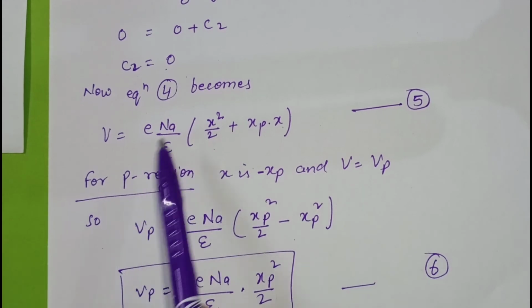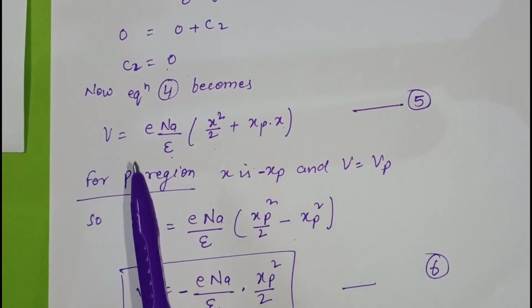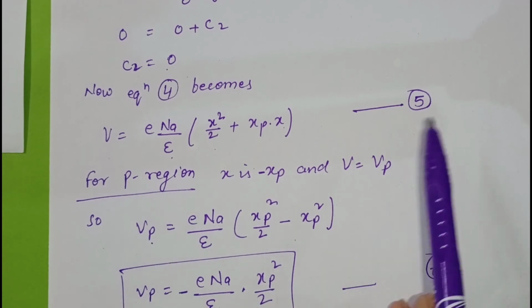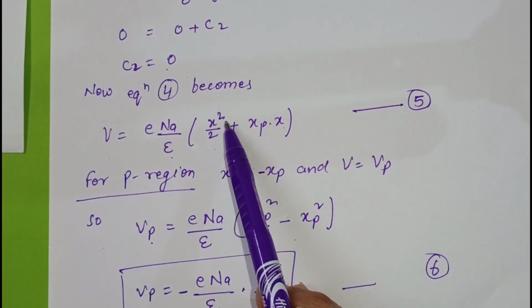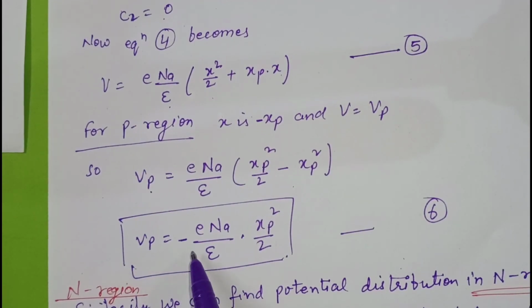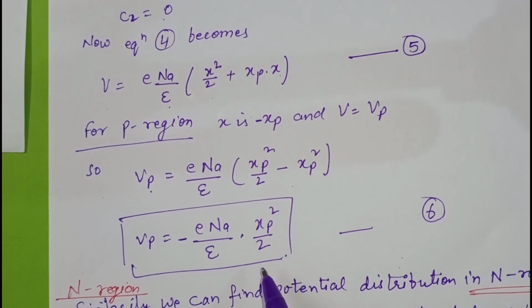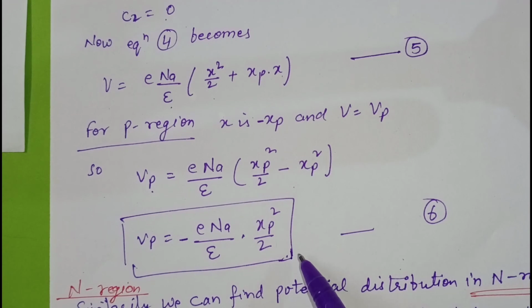Now because we are considering P region, this V is equal to Vp and this x is equal to xp. So the equation becomes Vp equals negative of E NA upon epsilon into xp square upon 2. This is the final equation of potential rise in P region.